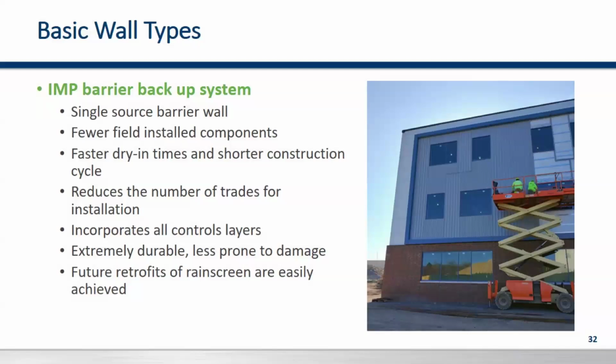So since this is a single source, especially during COVID times when so many materials were on back order or not available, with insulated metal panels you're reducing your moldable components into a single panel. That would give you less field installed components. Managing work crews, you have one trade. There's not multiple trades on site.